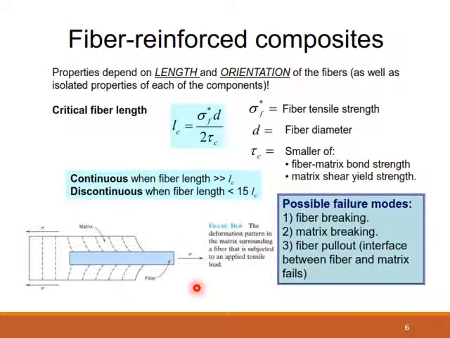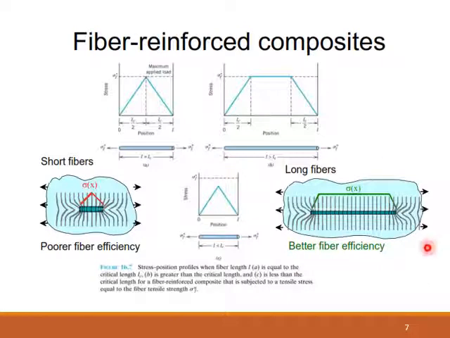For a fiber reinforced composite, the possible failure modes are the breaking of the fiber within the matrix, the failure of the matrix, or the fiber being pulled out of the matrix. So what is the impact of this fiber length? The fiber length has a great implication on the property of the composite material. Short fibers and long fibers have a direct implication on what the property of the composite will be.